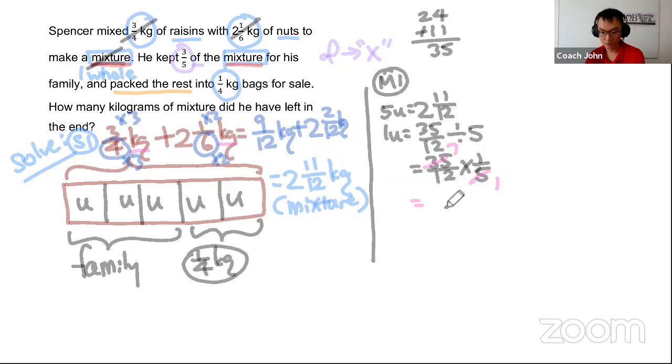Okay, so 7 over 12 kg. Then I need to find 2 units, right? Which is 2 units is 2 times 7 over 12. Okay, so we have cancellation, 7 over 6.